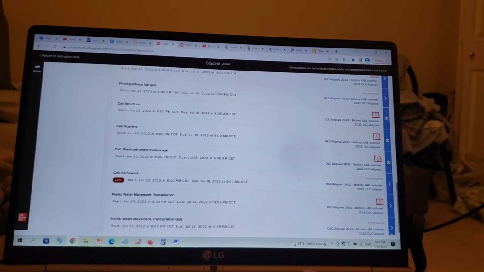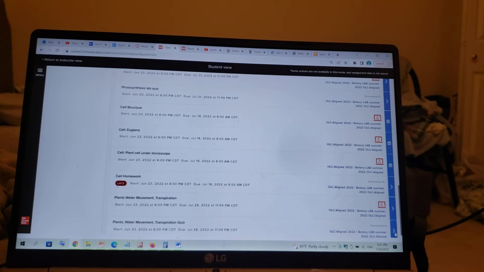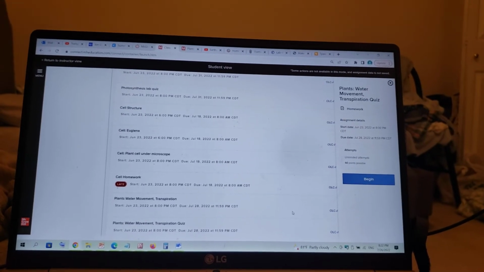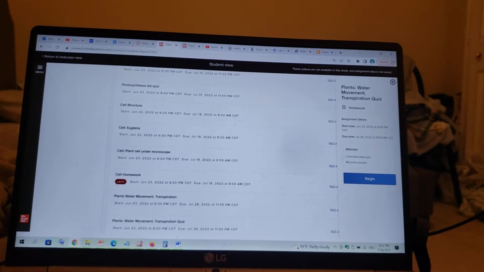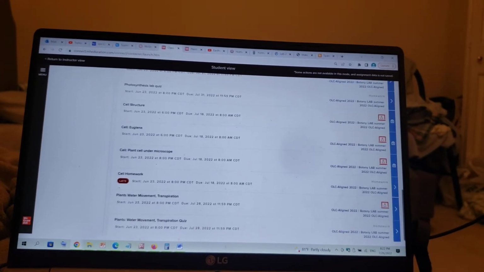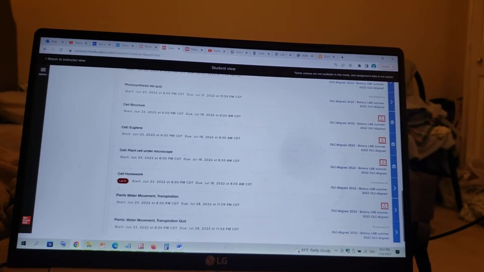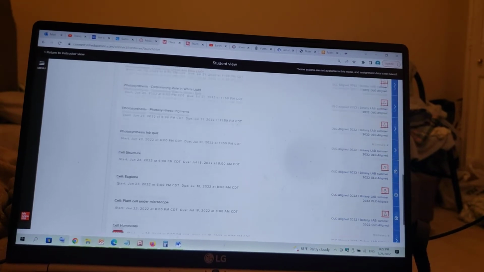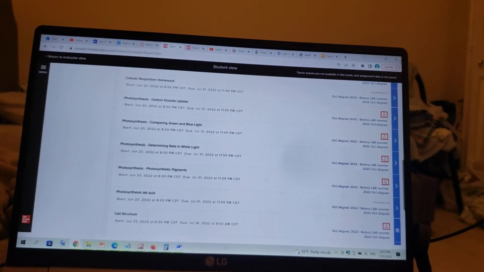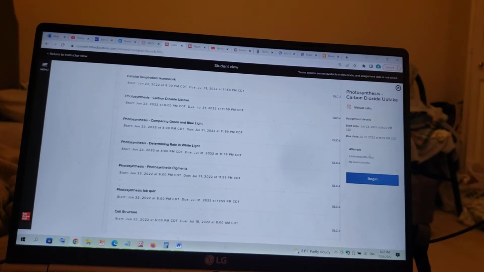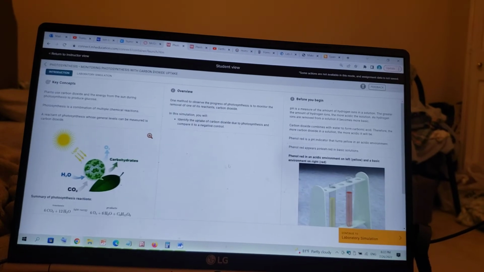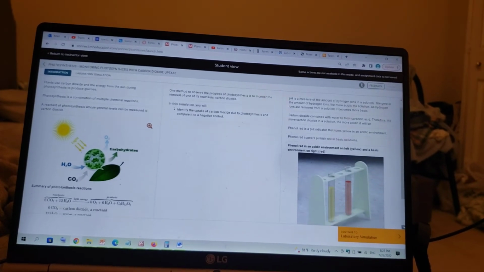Photosynthesis. Oh, let me see. It kicked me out. So let me see. Hold on. Go to photosynthesis, carbon dioxide uptake. So look at the formula of the photosynthesis. Let's see what it is.